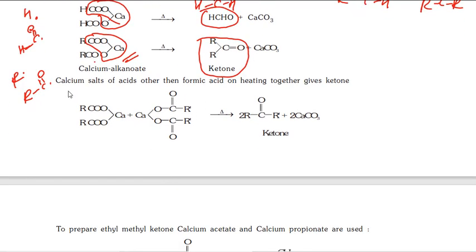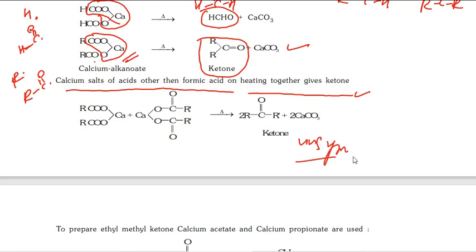Next, calcium salts of acids other than formic acid, on heating together, give ketone. Other than formic acid, it is giving ketones. Yes, this is the example. Now, if you want to prepare an unsymmetrical ketone, then you have to take two different carboxylates. If you take only one carboxylate, then you will get a symmetrical ketone.